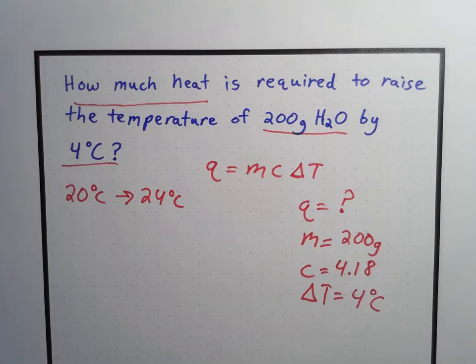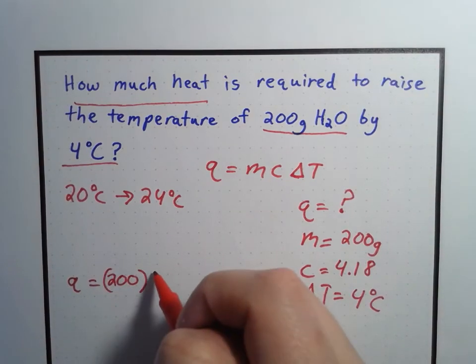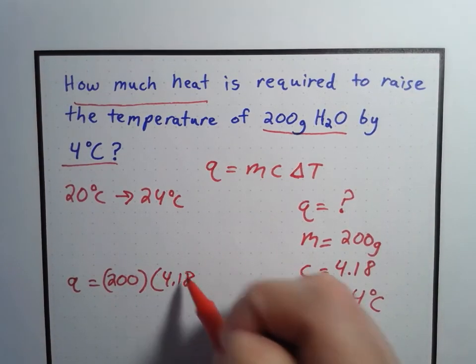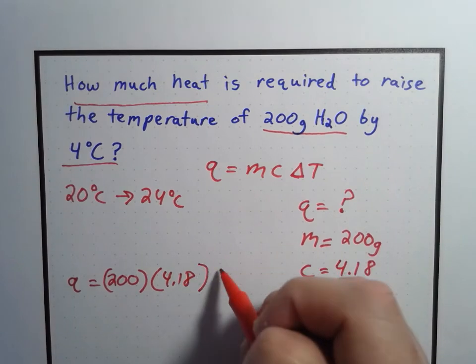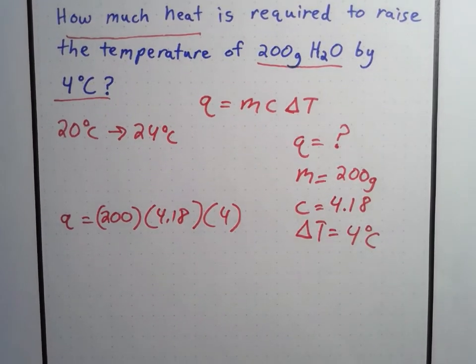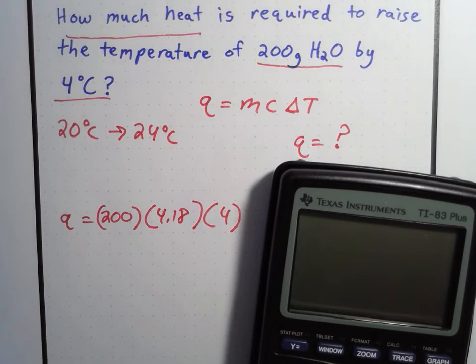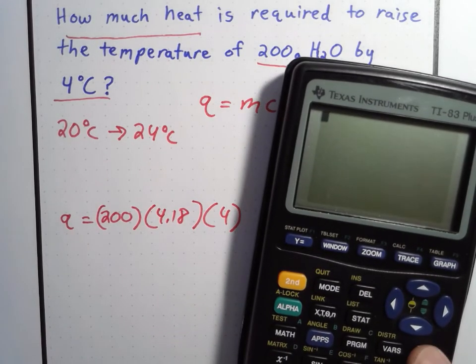So how do I solve this? Well, it's just going to be a simple algebra problem. I'll take Q and set it equal to 200, which is the mass, times the specific heat, which is 4.18, times delta T, which is 4. So I need to take the product of these 3 numbers. So it's a pretty simple question, actually. So we'll just simply multiply these numbers together.